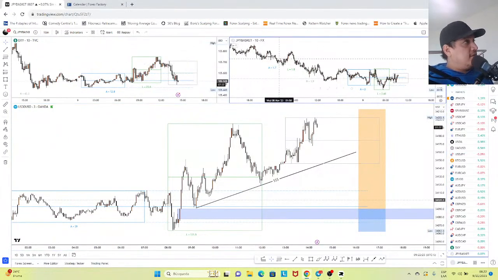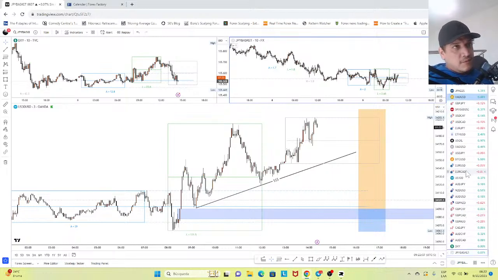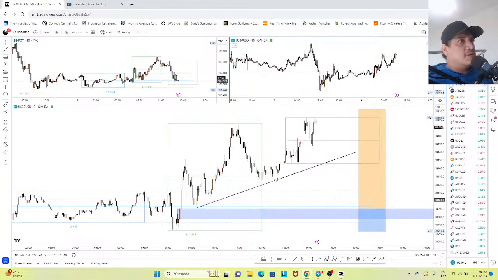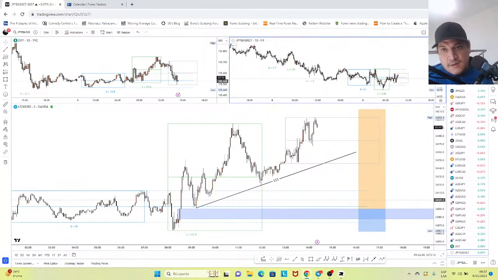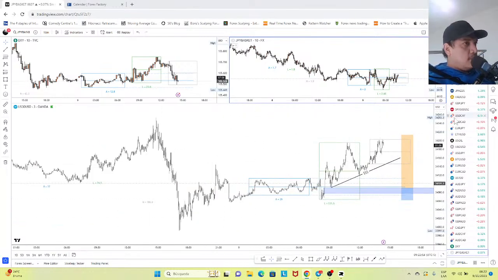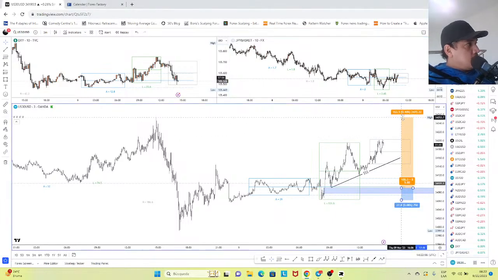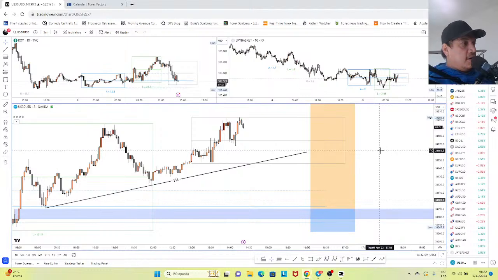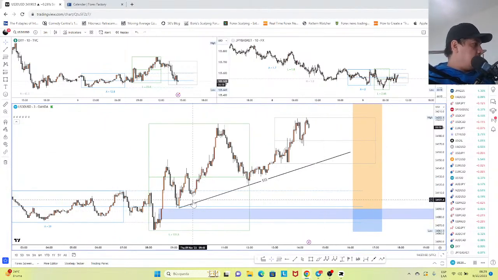I didn't trade the Japanese yen today, and not trading gold either. Where's the US 30? Oh, here it is. So let's wait for the casino open. That's the idea. That's a 5.9 R or so. I like it.